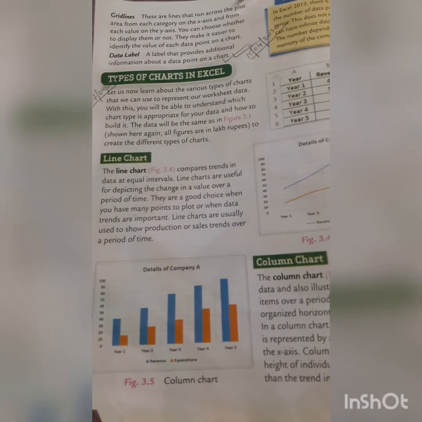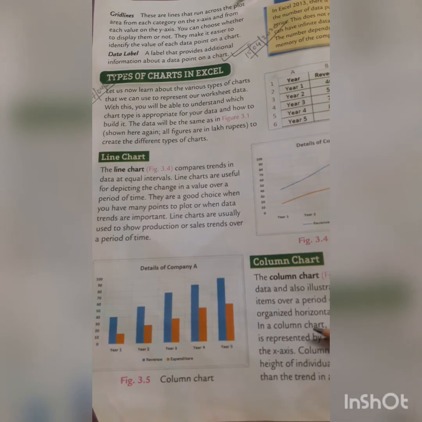This is the figure of a column chart. A column chart typically displays the categories along the horizontal axis and values along the vertical axis. In a column chart, each data point in a series is represented by a column that rises from the x-axis. Column charts are useful when the height of individual points is more important than the trend in a series.